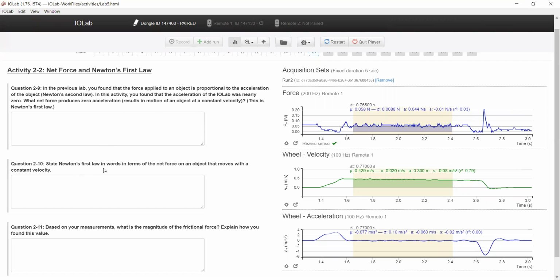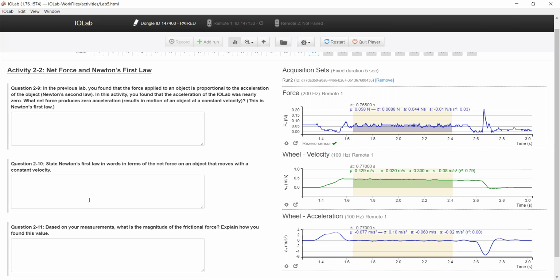Okay, we state Newton's first law in terms of the net force on an object that moves with a constant velocity. I already said it. An object moves with its constant velocity unless an external force is applied to it. In terms of net force, if the net force applied on any object moving with a velocity is zero, then it moves with a constant velocity. If a net force applied to an object is zero, it will move with the constant velocity that it is moving on.